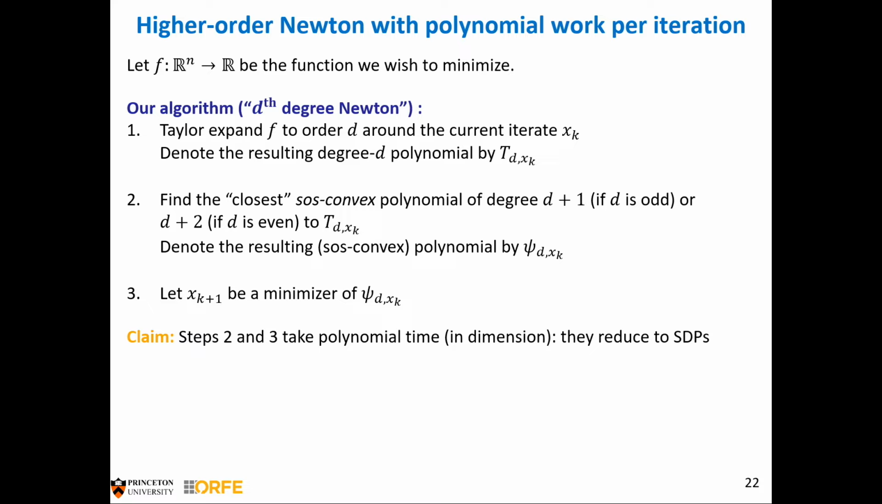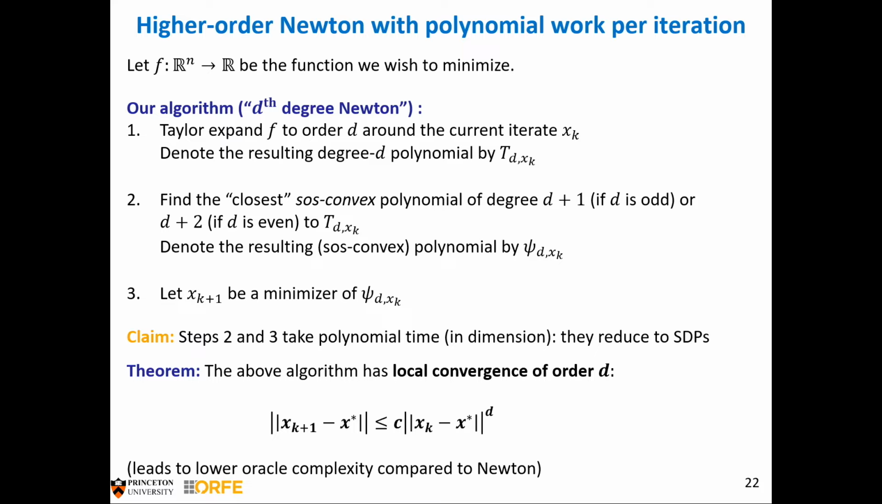And the claims are steps 2 and 3 take polytime. So then all the work per iteration is polynomial. And the claim is that this has local convergence of order d. So you can indeed make the order as high as you want.